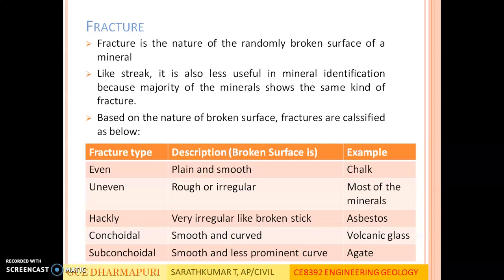The next type is subconchoidal. It is very similar to conchoidal, whereas the curved part is less prominent. It will be smooth. It looks like a curve, but it's not an exact curve. Such types of fracture are called subconchoidal, and an example of this type is agate. So based on the randomly broken surface, mineral fractures are classified into even, uneven, hackly, conchoidal and subconchoidal.